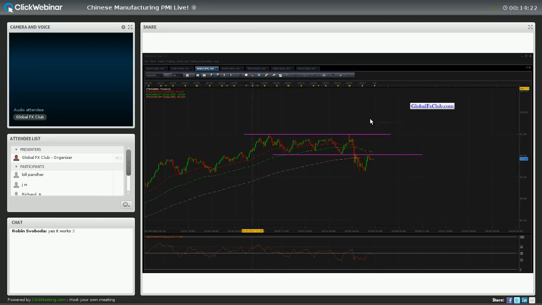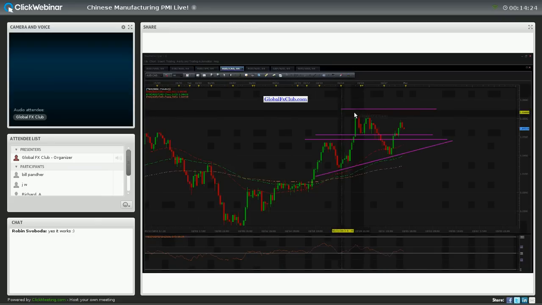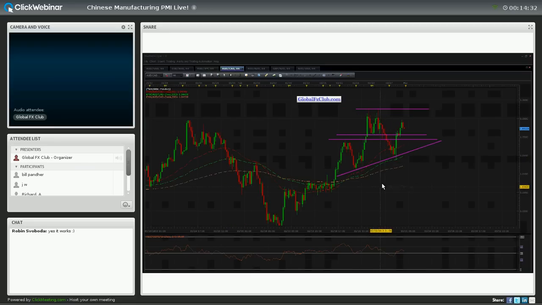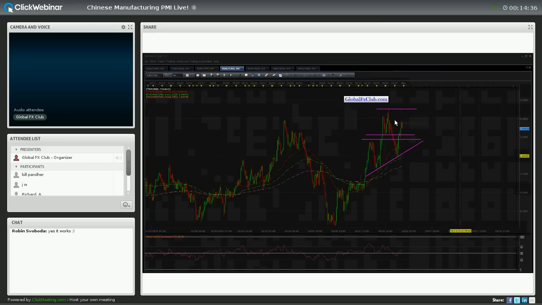Aussie Cad, double top here in retrospect, great setup, double top with RSI divergence, caused a great sell-off. It's possible that what we could be putting in here is a slanted head and shoulders, left shoulder, head, right shoulder, the double top being the head.